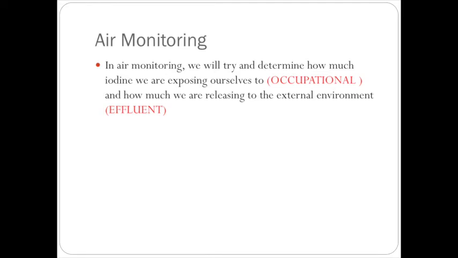But basically, when we do air monitoring, like I said, we're going to determine how much iodine we're exposing ourselves to if we're practitioners, which is what we sometimes call the occupational exposure. The other thing that you'll sometimes hear it called is the restricted exposure because it's sampling the air in the restricted area. We also will be looking at how much we release into the external environment, or what we call effluent. And if you remember back to our regulatory course, one of the things is we talk about wastes and how we handle wastes and things like that.